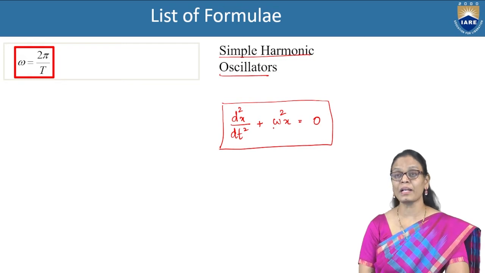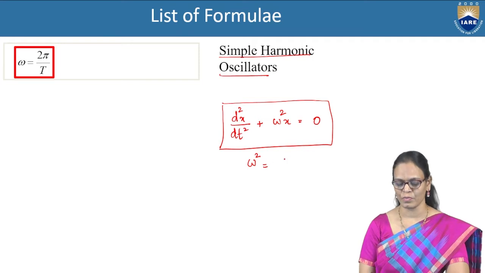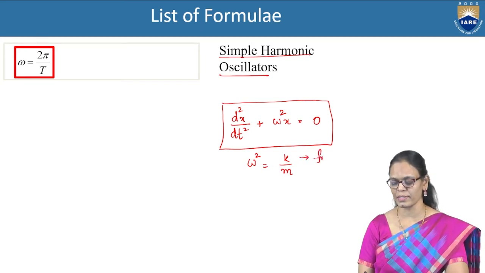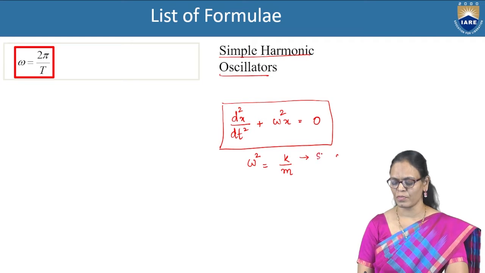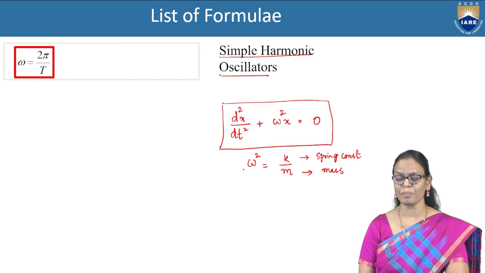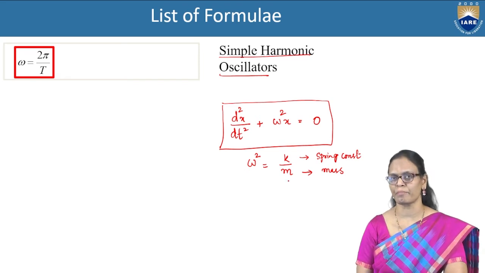And here omega square represents the square of the angular frequency, which is given by k by m. Omega square is equal to k by m, where k represents the force constant, or we call it a spring constant here, if you are taking a spring mass system, and m represents the mass. So omega square is equal to k by m.